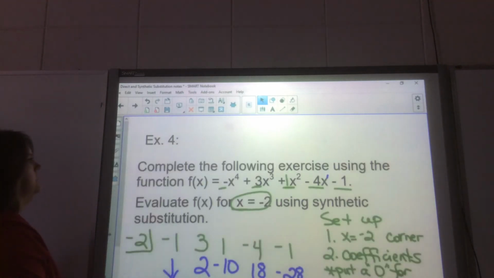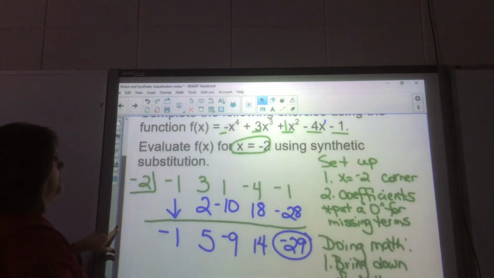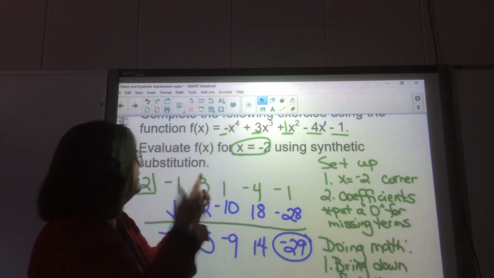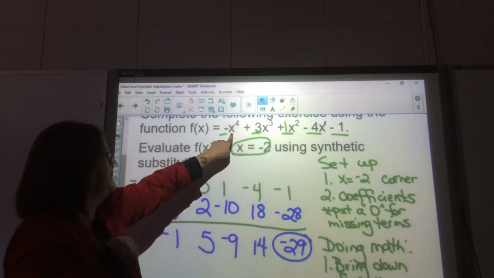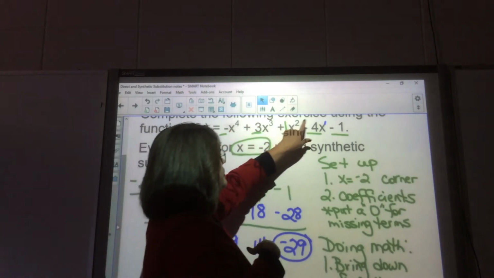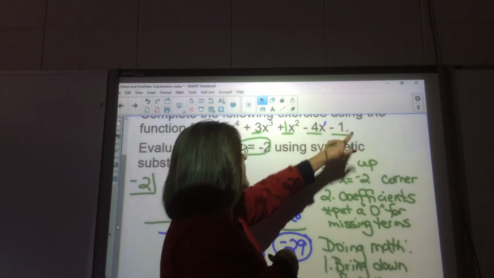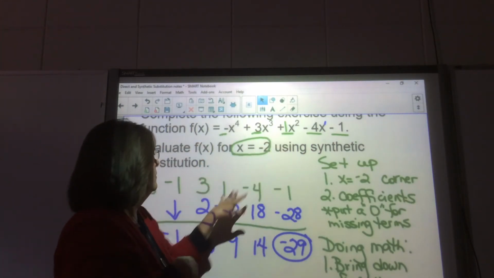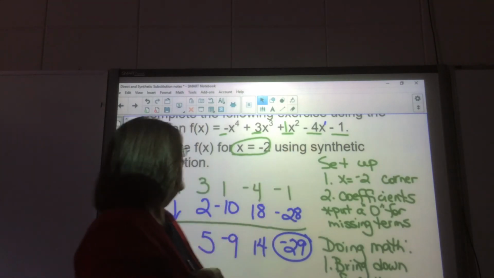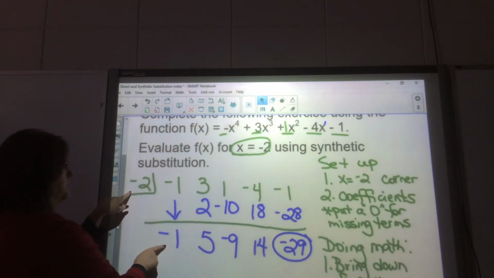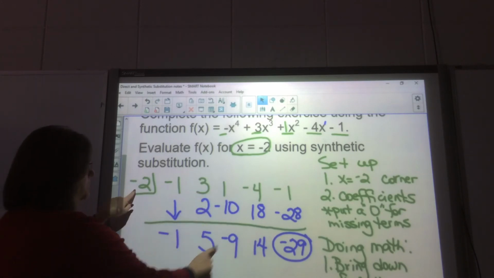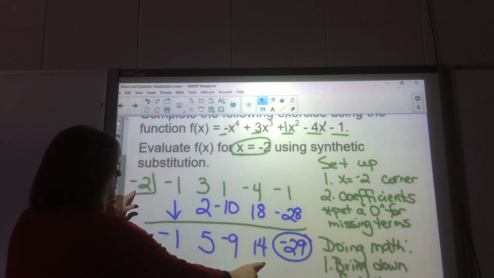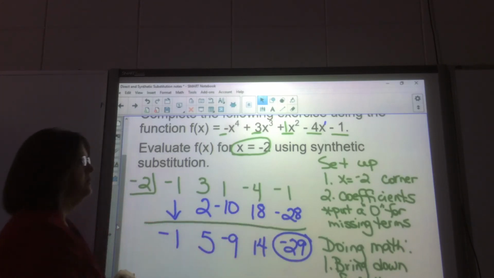Okay. So here's one more. We're going to evaluate this one for negative 2. So you're going to put negative 2 in the corner. Then we're going to put these down. We're going 4, 3, 2, 1. None of them are missing. And then negative 1. So negative 1, 3, 1, negative 4, negative 1. We bring down the first number. Multiply, add. Multiply, add. Multiply, add. Multiply, add. This is negative 29.